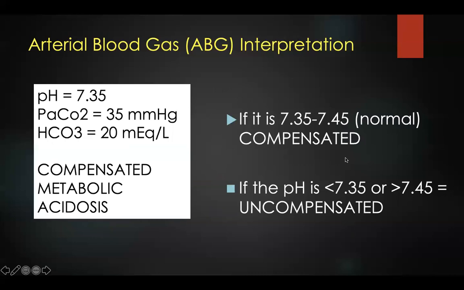How do we know if it's compensated or uncompensated? For compensated, the value of the pH is within the normal range. If the pH is not within the normal level, that is uncompensated. Okay, so for this one, you have a pH of 7.35, PaCO2 of 35, and bicarbonate of 20. The pH is normal, and PaCO2 is 35. The bicarbonate is 20. So this is a case of compensated metabolic acidosis.